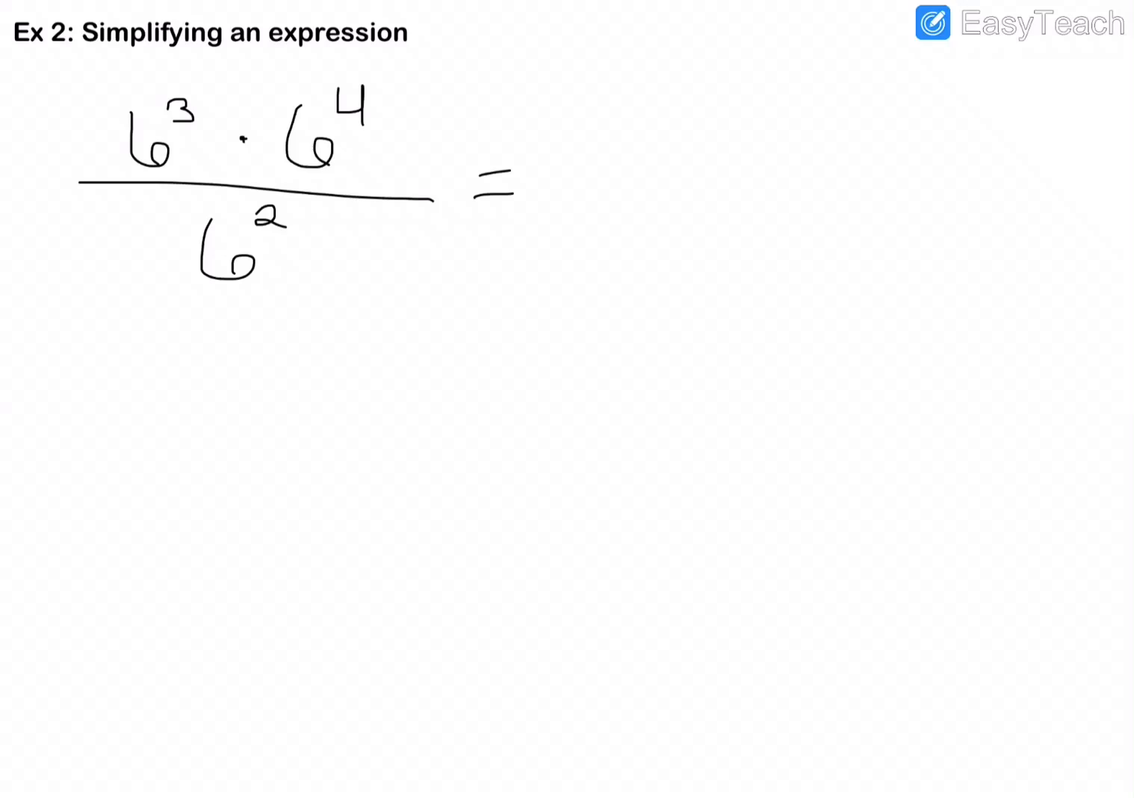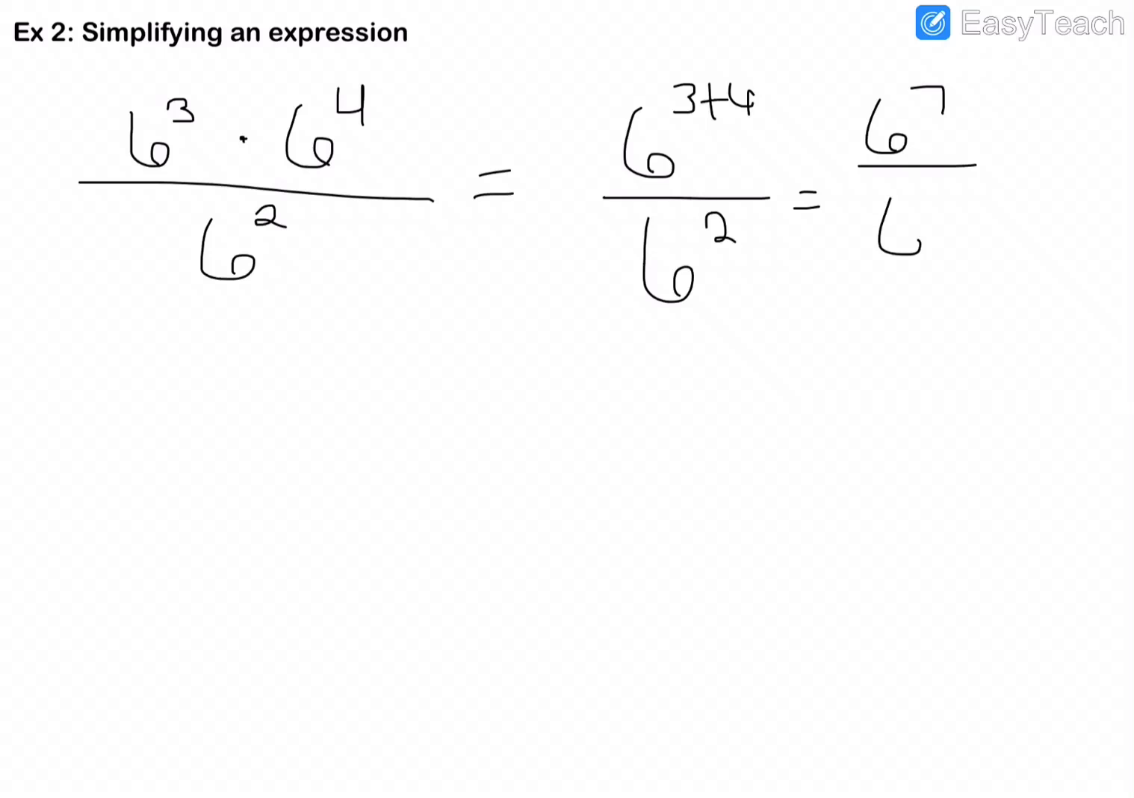So here I have the same base, I'm multiplying, so I add these two exponents. This turns into 6 to the 3 plus 4 over 6 squared, which then equals 6 to the 7th power over 6 squared. And now I'm in a position where I can just subtract the exponents. So this will equal 6 to the 5th power. Okay? And that is how you simplify that expression.